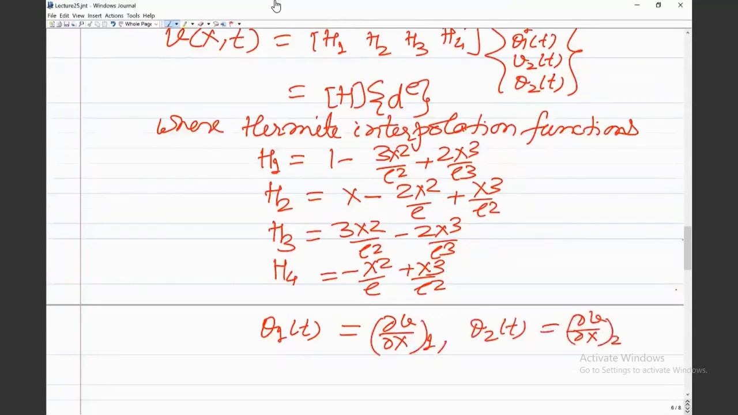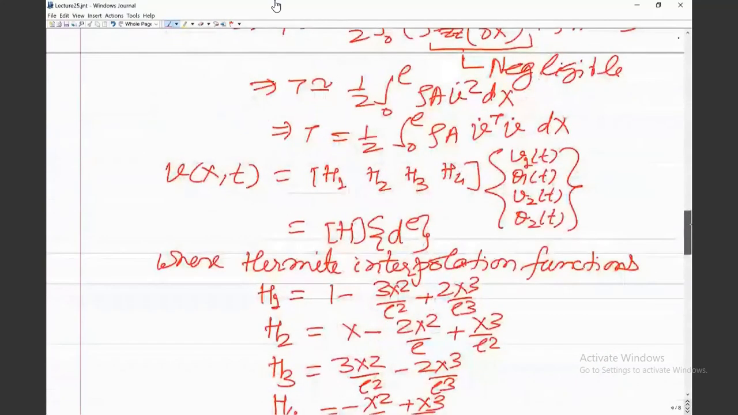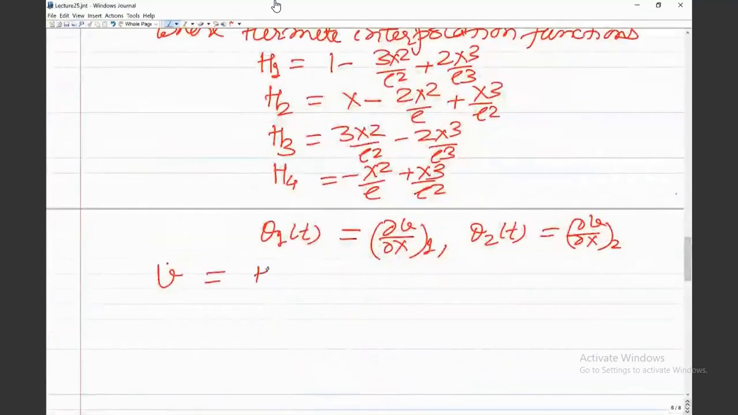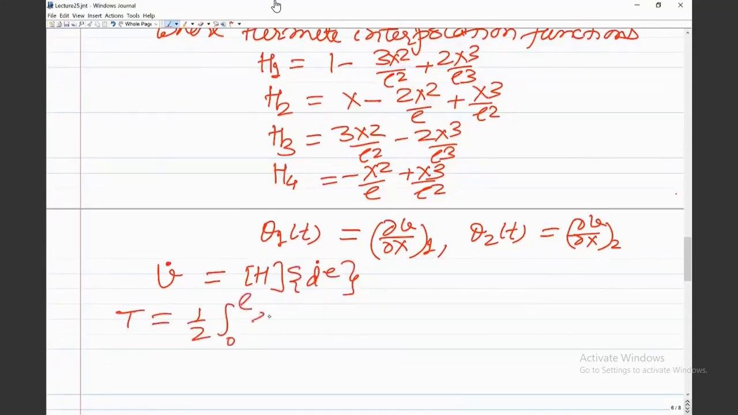So now similarly we have V given by this expression, so we can also write V dot. The H is only a function of capital X, the local element coordinate system. D is a function of time, so we take its derivative. So this V dot would be H into dE dot. So now if you look at the kinetic energy, you can write this kinetic energy T as half of integration 0 to L, and then we have rho A, and now V dot transpose would be dE dot transpose into H transpose, and then V dot. So V dot is H into dE dot dx.